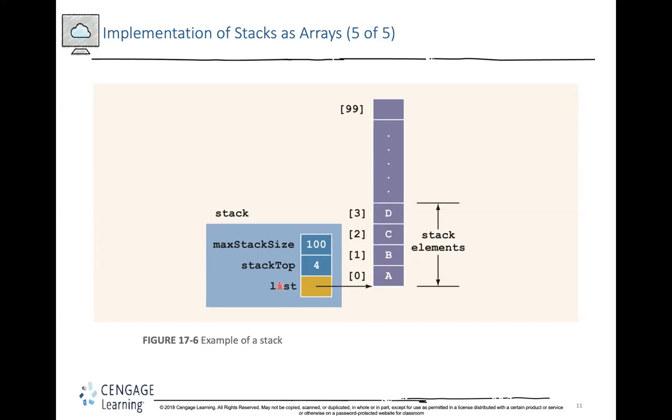Now remember, the name of the array is essentially a constant pointer to the array. So that's why it's represented as an arrow here. And now stack top is 4. Essentially, that's the number of elements in the stack. So 4 minus 1 is index 3. That's how you retrieve that top one.